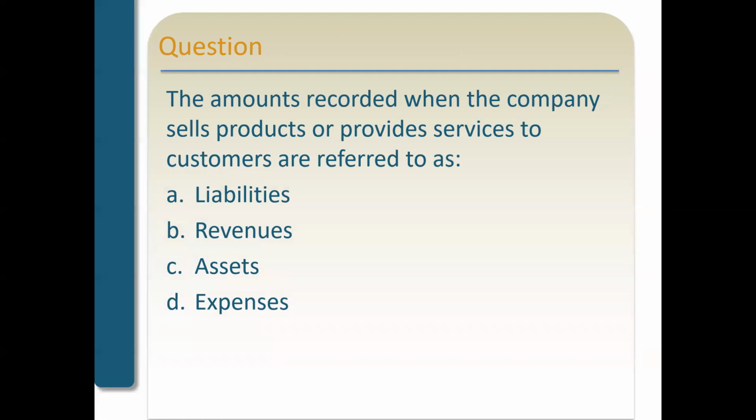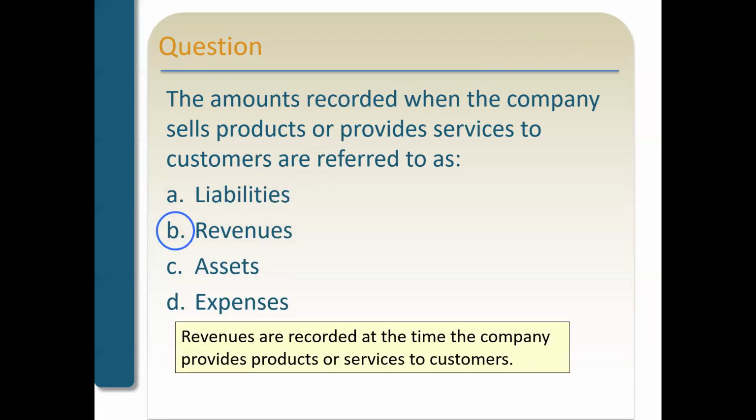Now, guys, what about this one? The amount recorded when the company sells products or services to customers are referred to as A, liabilities, B, revenues, C, assets, or D, expenses. Hope you got revenues there. Revenues are recorded at the time the company provides products or services to customers.